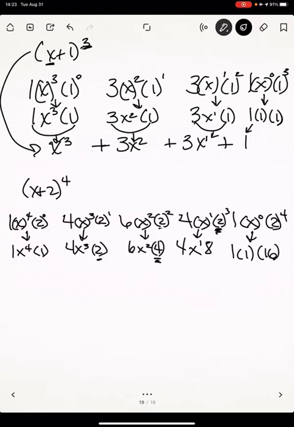All right, so our last step is to multiply all our numbers. So 1 times 1 again is 1, so x to the 4th. 4 times 2 is positive 8, because we have positive 4 times positive 2. 6 times 4 is positive 24, x to the 2nd.